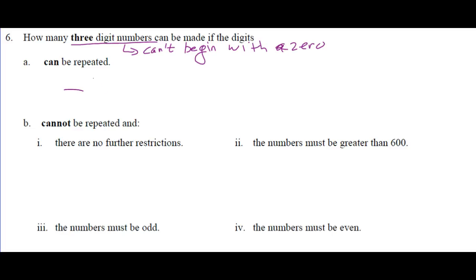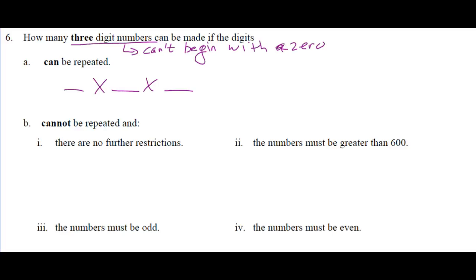So, three-digit number, 1, 2, 3. How many choices do I have for the first digit? First of all, how many digits are there? 10. There are 10 digits, right? 0, 1, 2, 3, 4, 5, 6, 7, 8, 9.